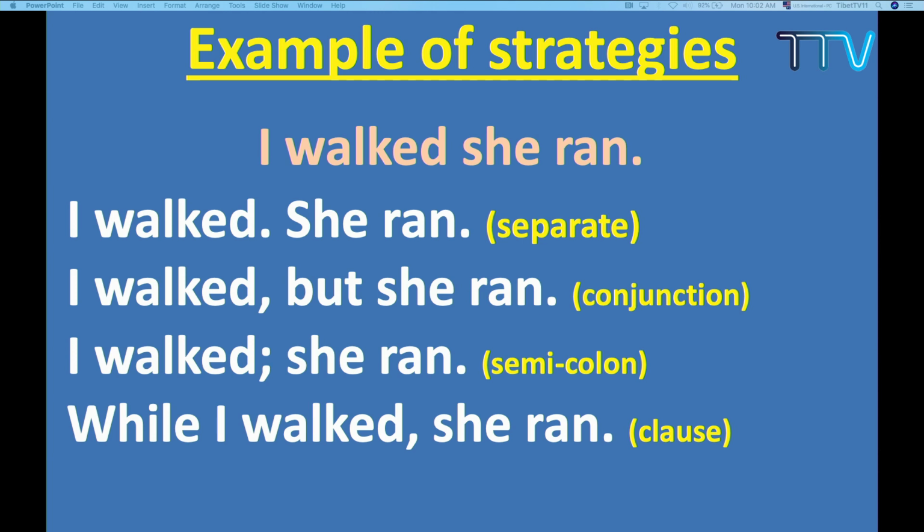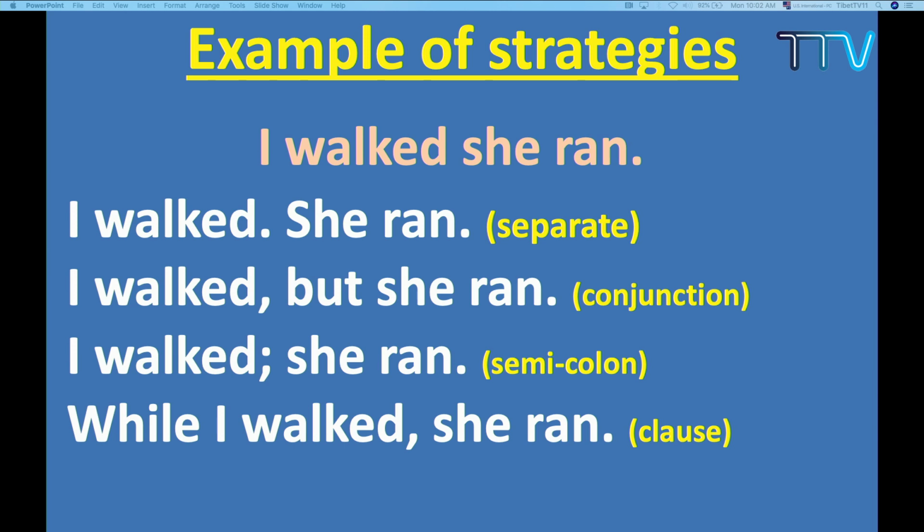I walked, but she ran. Instead of a comma and but, you can use a semicolon. So it's very easy, isn't it? Make sure that you use the semicolon. The more you use it, the more comfortable you feel.